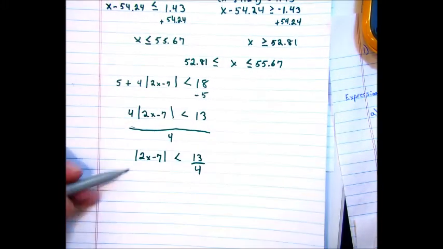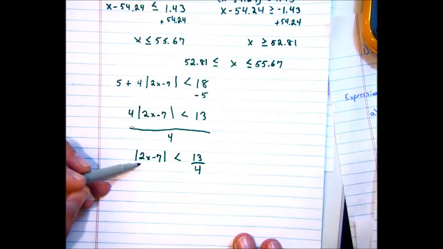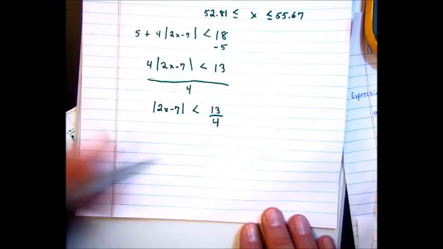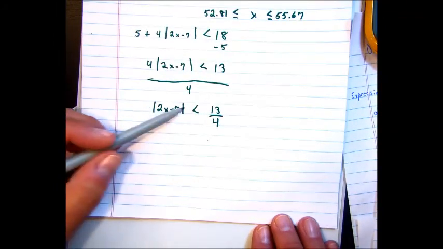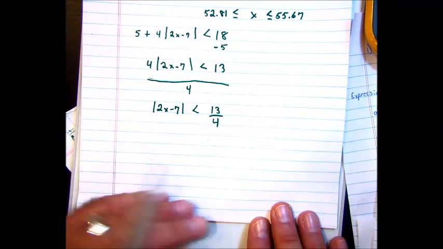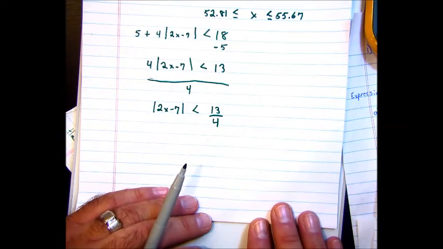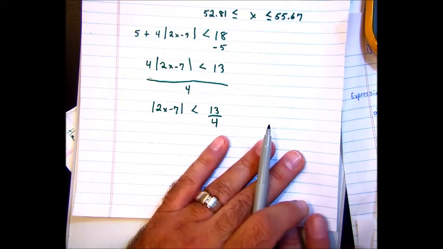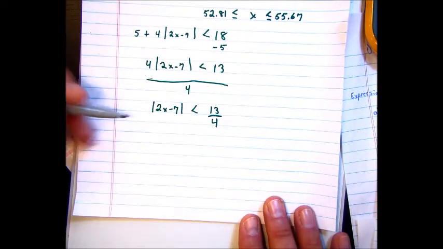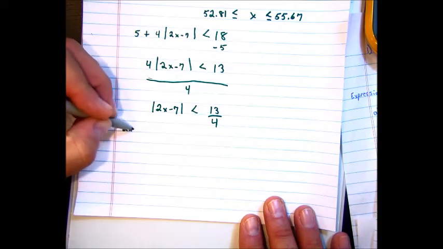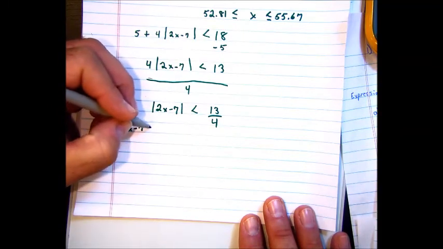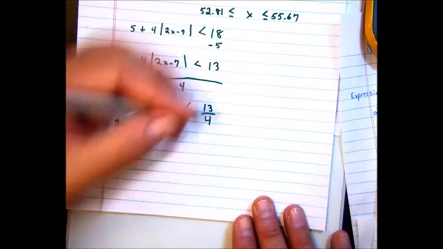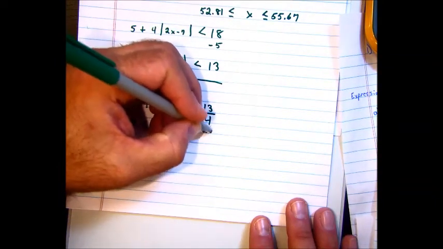Now, I can unzip my problem. I can't unzip it until the only thing left is my absolute value signs and the equation inside of it. Now, I'm only going to unzip this one. I'm not going to continue with the math. Alright? I'm just going to unzip it. So this would be 2x minus 7 is less than 13/4. And then the other problem would be 2x minus 7.